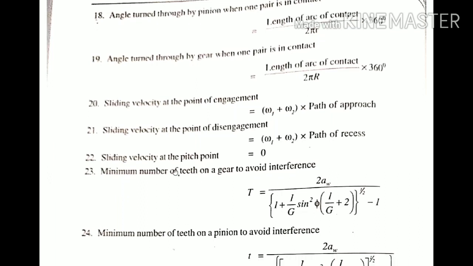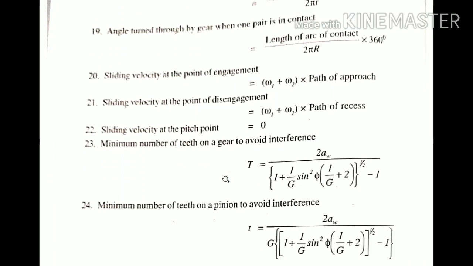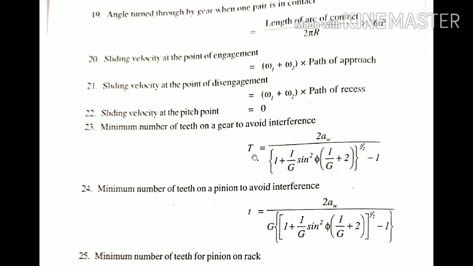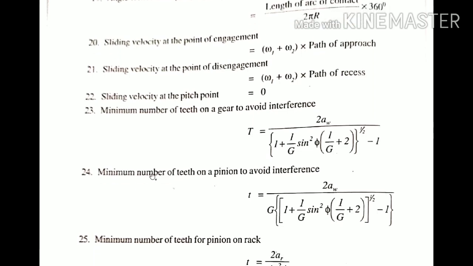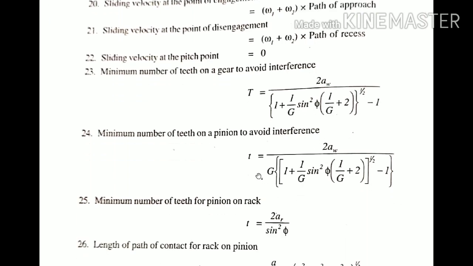Then yesterday we also derived the minimum number of teeth on the gear to avoid interference. Capital T is equal to 2AW by (1 plus 1 by G) times the square root of (1 plus (1 by G)(1 by G plus 2) sin square phi) minus 1, where G is the teeth ratio and AW is the addendum constant. Similarly, what is the minimum number of teeth on the pinion to avoid interference? Here small t comes into the picture, and the formula is this one. This also we derived yesterday.